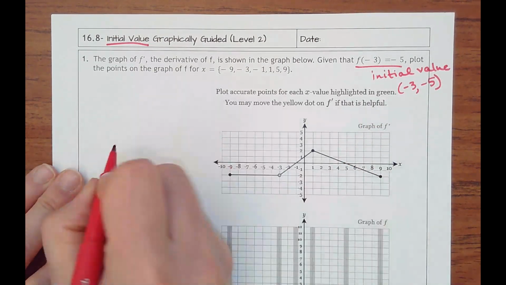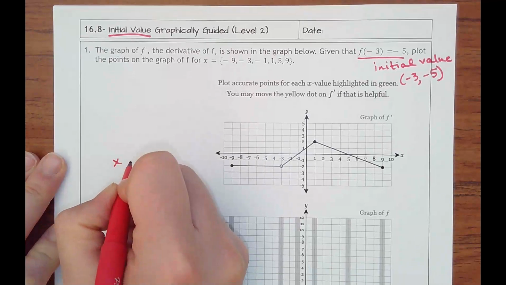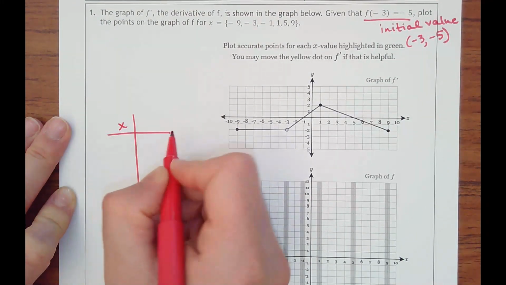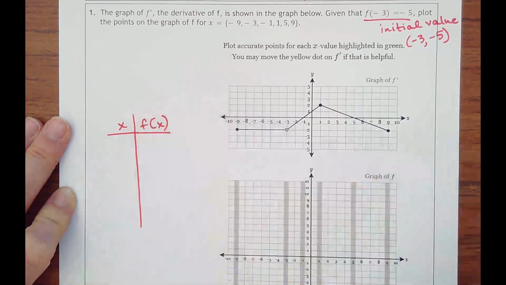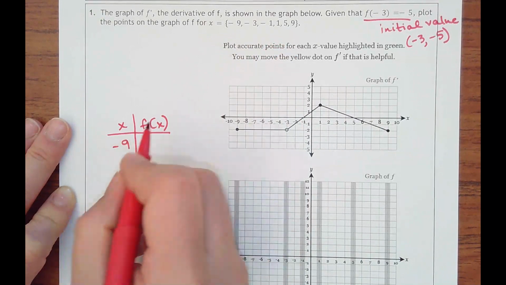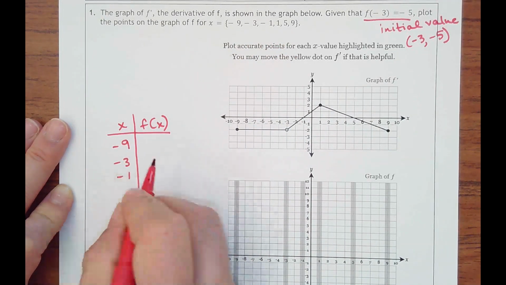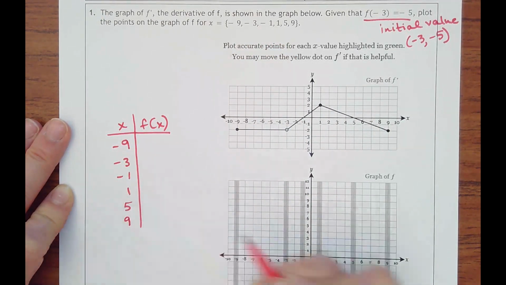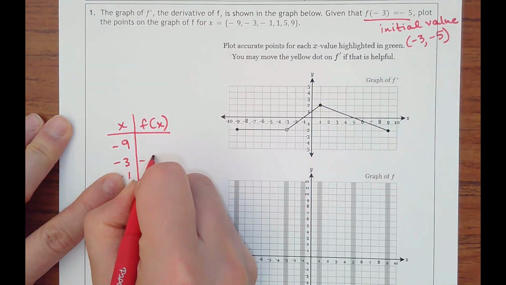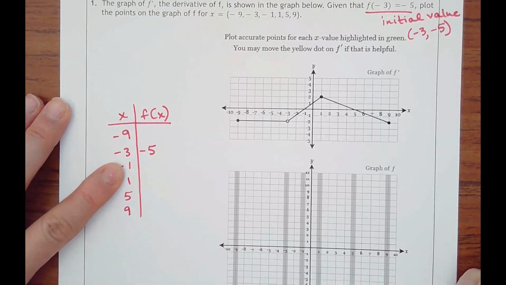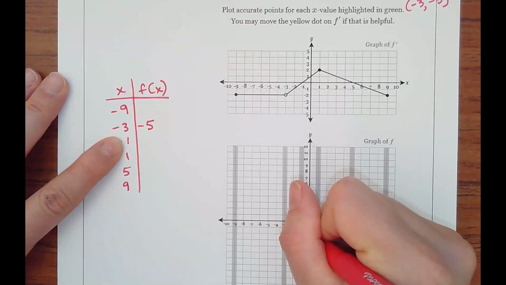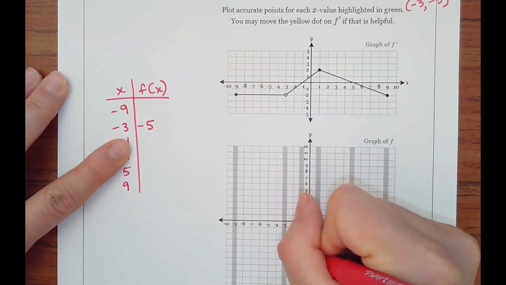So what I would like to do, I'll make it down here, is make a table. Put x, and then f of x, what the original was. We're going to put all of these x values that they want us to find, and put the initial value they give you, -3, -5. And let's go ahead and plot that. So you see all these shaded lines? That's because you should have a point on every vertical that's shaded. -3, -5 is here.